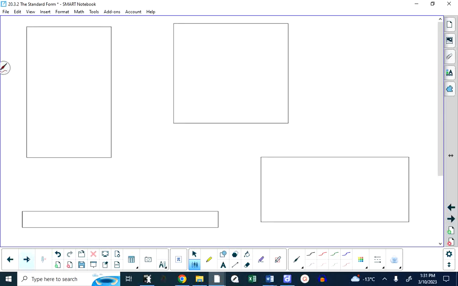I want you to look at these 4 rectangles. And I want you to think about what I'm going to tell you about them and ask yourself if it's reasonable for me to say this. These 4 rectangles all have the same perimeter.